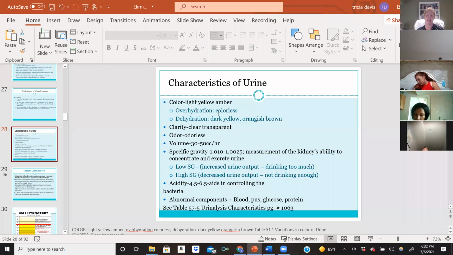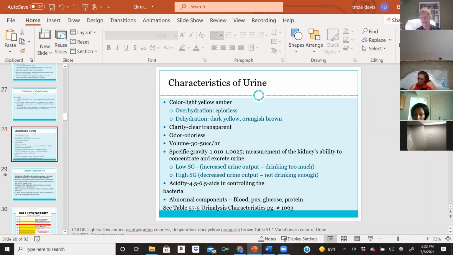The acidity of the urine works to help control bacteria. That's why we want it to be between 4.5 and 6.5. And then abnormal components, well, we said we could see blood. So you could see speckles of blood, you could see streaks of blood, you could see whole blood clots. Just depends on really what's going on with the patient.